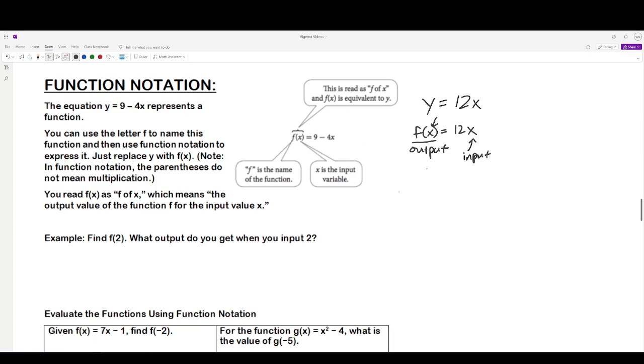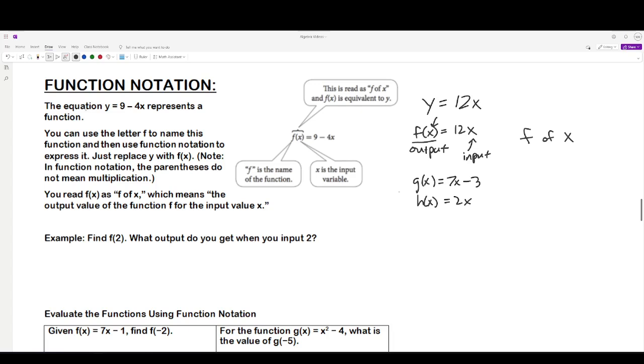And it doesn't have to be f of x. We could write g of x equals 7x minus 3, h of x equals 2x. All of these are functions of x. What matters is the part in the parentheses. And remember, we read it f of x. So a function of x. And it doesn't have to be f, it can be any letter.